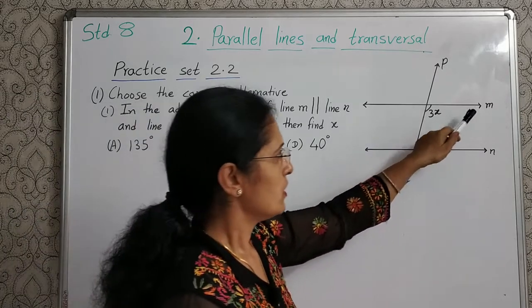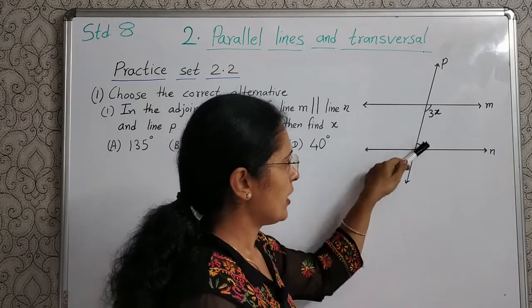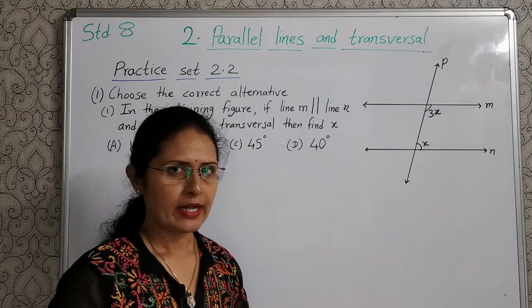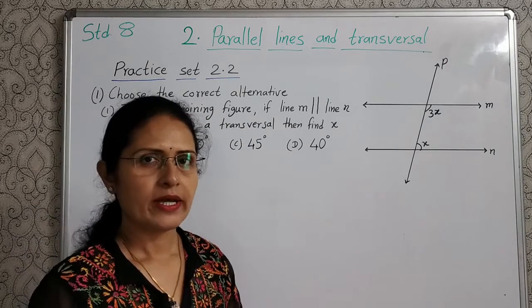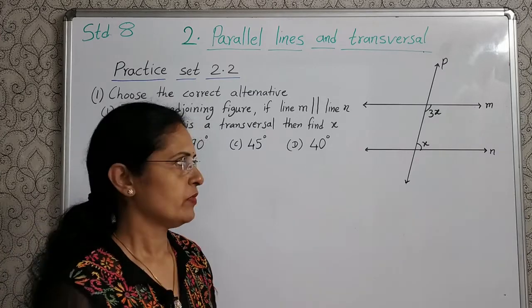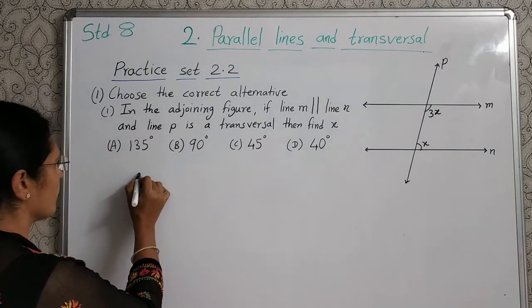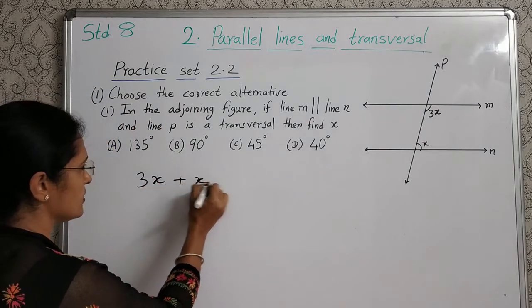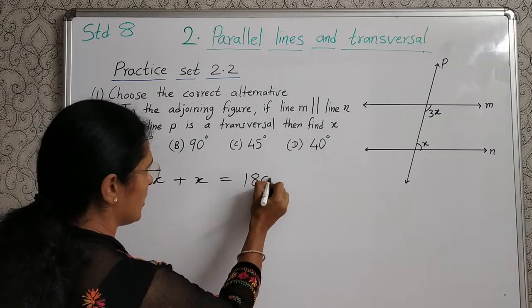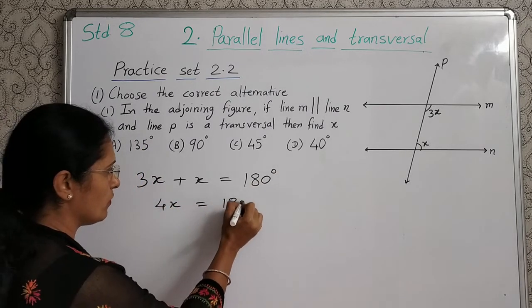First, see, these two lines are parallel and this is the transversal. So these two angles are interior angles. Now the property of interior angles formed by two parallel lines and their transversal: interior angles are supplementary when the lines are parallel. So here 3x plus x is 180 degrees. These angles are supplementary, it means their sum is 180 degrees. So 3x plus 1x is 4x is equal to 180 degrees.